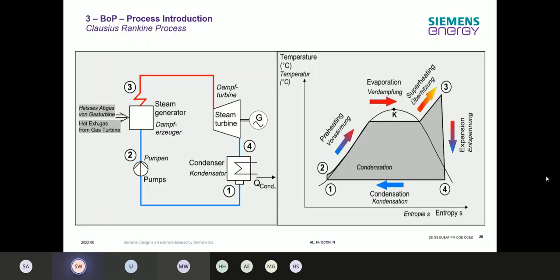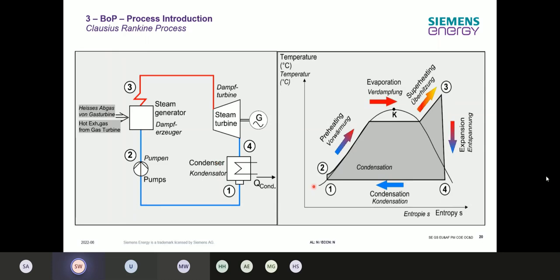And then when we go to the process again, this is the Clausius-Rankine process. That's what we had before already in a short way. So we're starting again over here with the overview. We have our condenser, we have the pumps in, we have the steam generator in, we're getting the hot exhaust gases in, and we have our steam turbine with the coupled generator. From there back to the condenser. So that's our left side, that's our process picture over here.